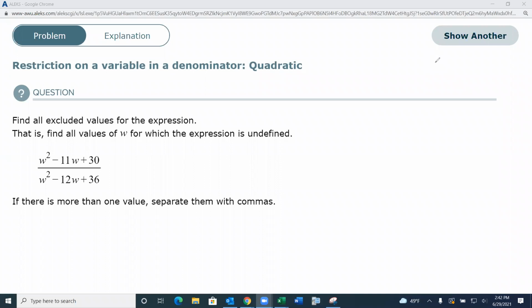Okay, so now we're going to find all the excluded values. In other words, all the numbers that when you plug them in to this expression don't work. They give you an error message if you do it on the calculator. Well, the numerator, that can be whatever you want it to be. So there's not going to be any restrictions there. But the denominator cannot be 0. When you try to divide by 0, things don't work out so well.